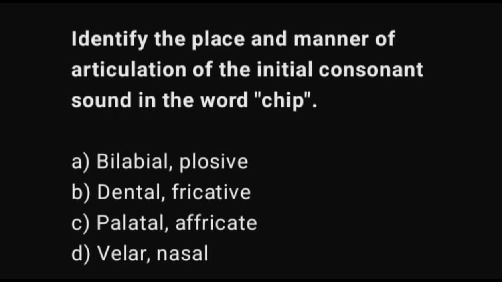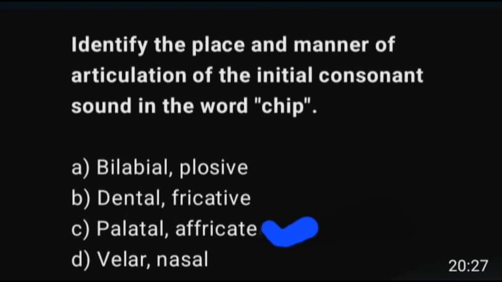Question 1. Identify the place and manner of articulation of the initial consonant sound in the word cheap. Remember, when we're talking about initial consonant sounds, we're talking about consonant sounds at the beginning of the word, and that is consonant ch. So what is the place and manner of articulation of consonant ch? Is it a bilabial plosive? Is it a dental fricative? Is it a palatal affricate? Is it a velar nasal? The answer is option C.